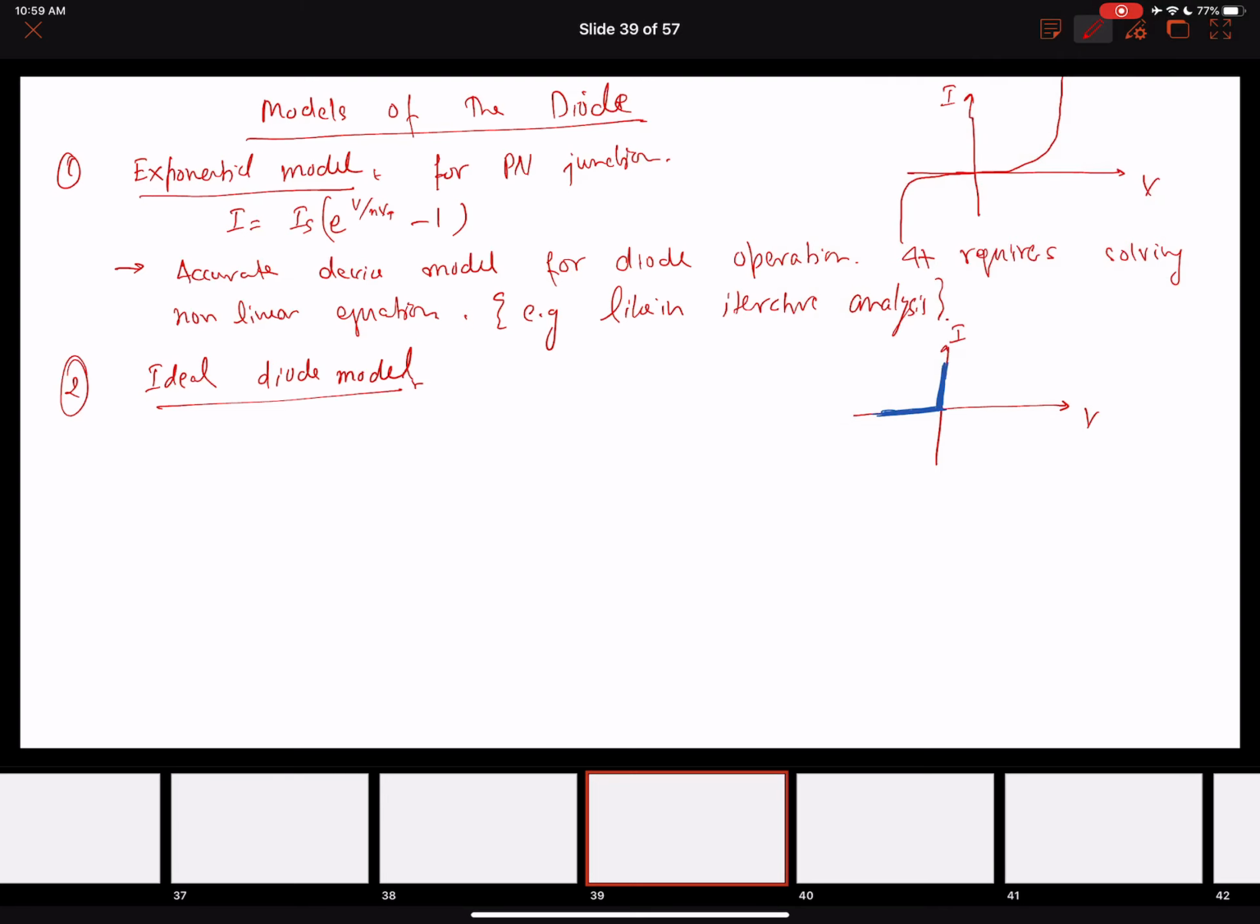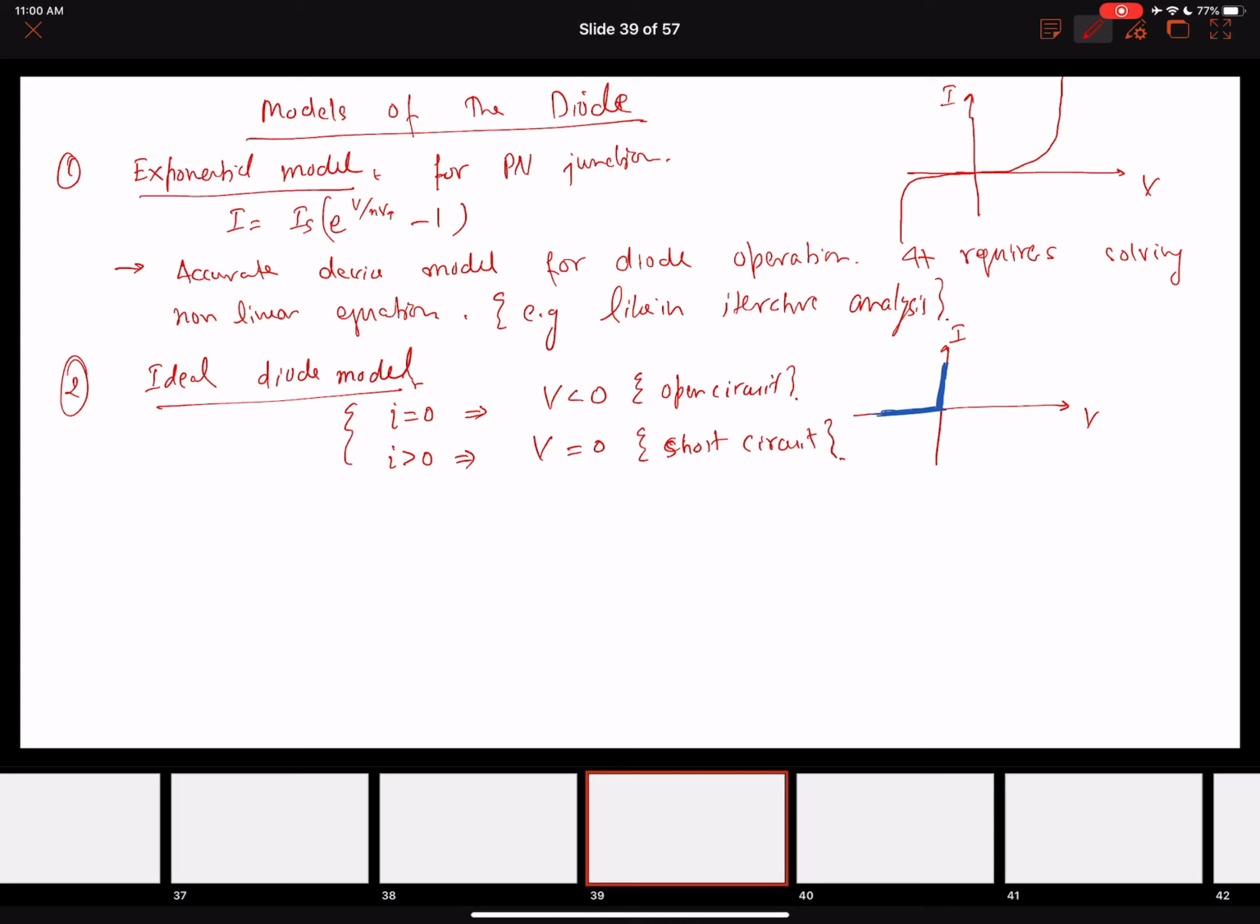And in that case, we discussed this in detail, right? So when the current equals 0, when voltage is less than 0, our circuit behaves as an open circuit, and current will become greater than 0 when voltage becomes 0. So this will become a short circuit. All right, so this is our ideal diode model. We discussed that in detail previously.